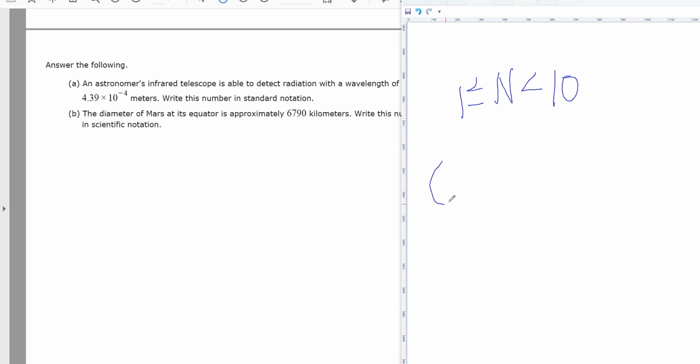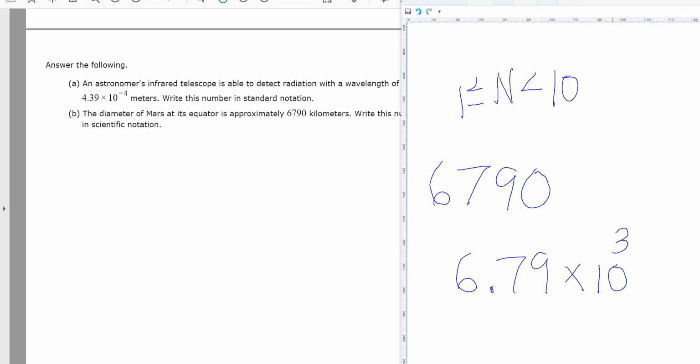So if I have 6,790, all I have to do is put the decimal behind the 6. That produces a number between 1 and 10. And since we want to move the decimal back to the right, we need to have a positive exponent. Now remember that a positive exponent will produce a larger number, and a negative exponent will produce a smaller number. And so we need to go to a bigger number, so we need a positive exponent.